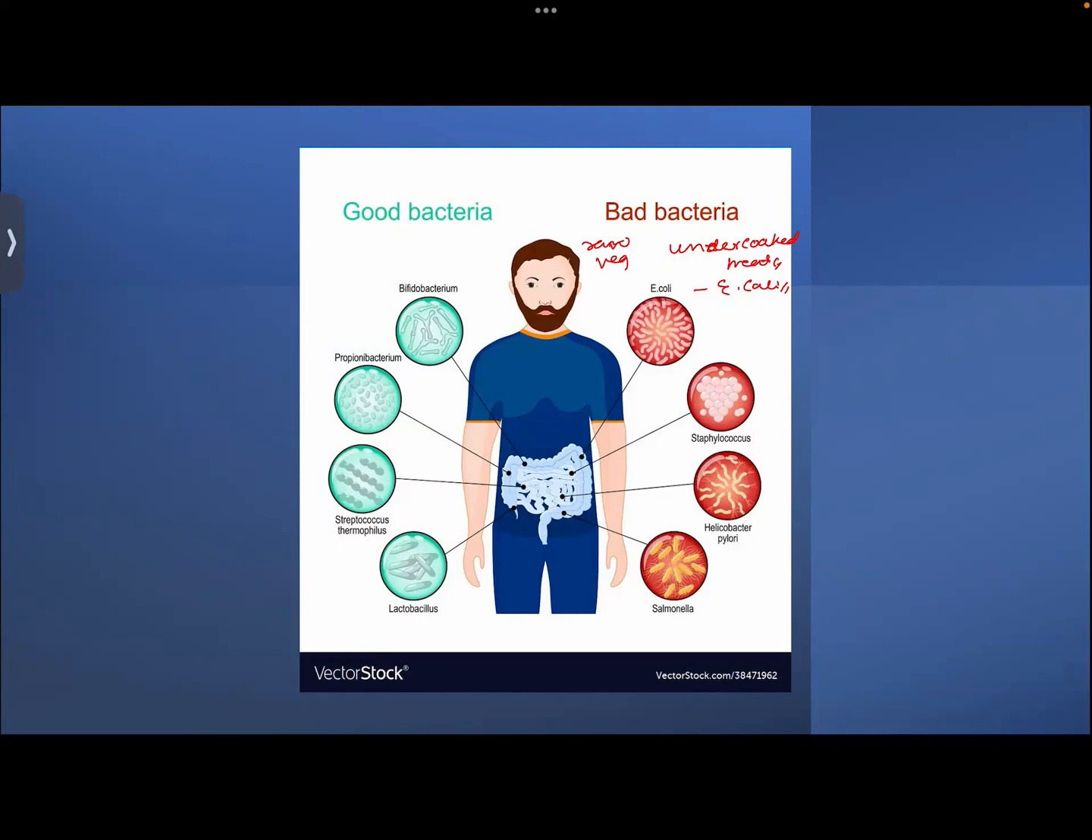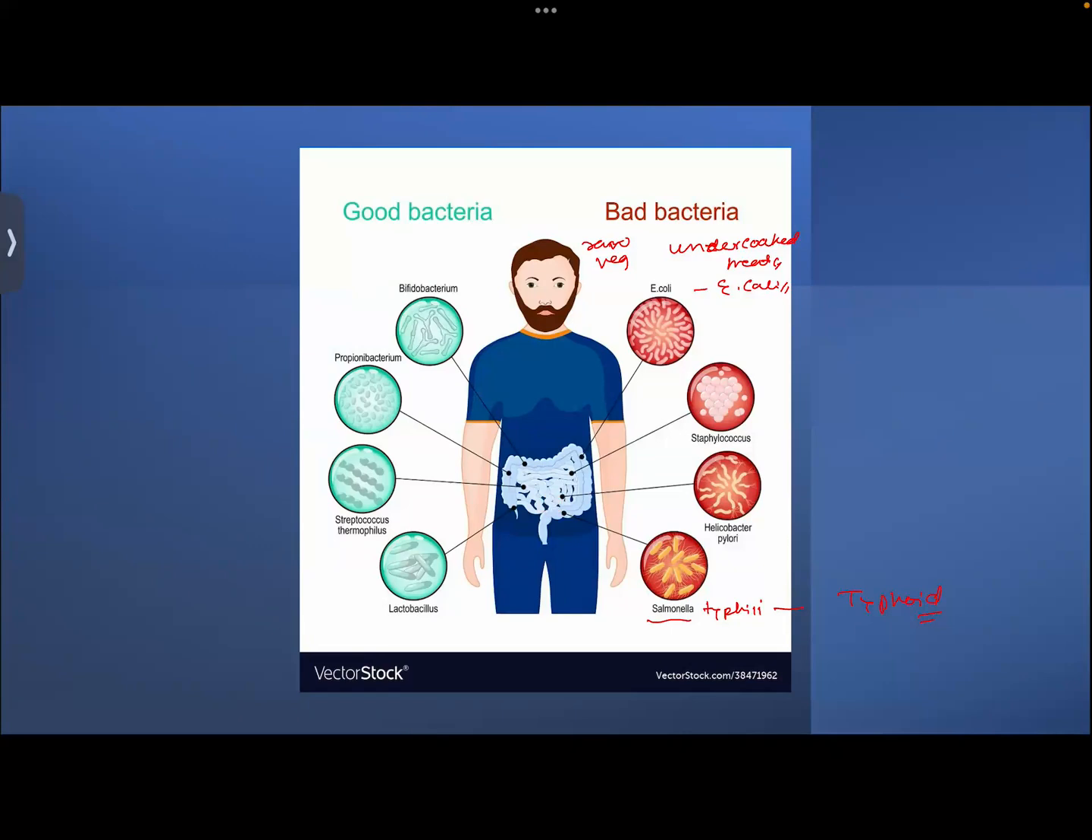Salmonella typhi also is a bacteria, and salmonella typhi causes typhoid. And this is also a waterborne disease. So due to consuming contaminated food and water, this can happen. So in E. coli, basically what happens here? It can cause infection in the urinary tract of the person. Pneumonia can happen. Several other things can happen.